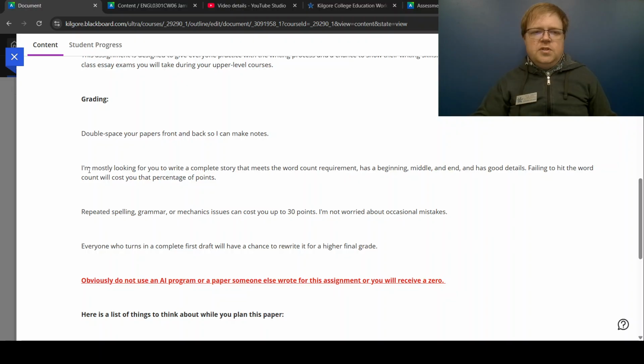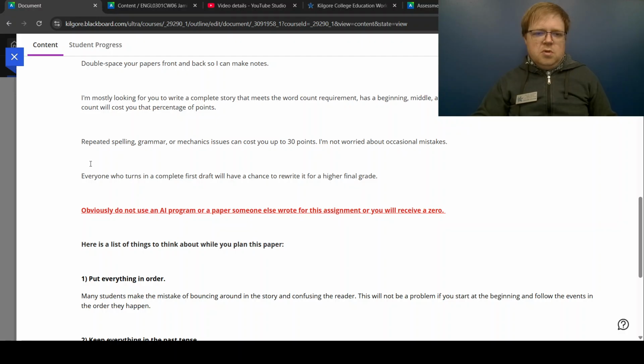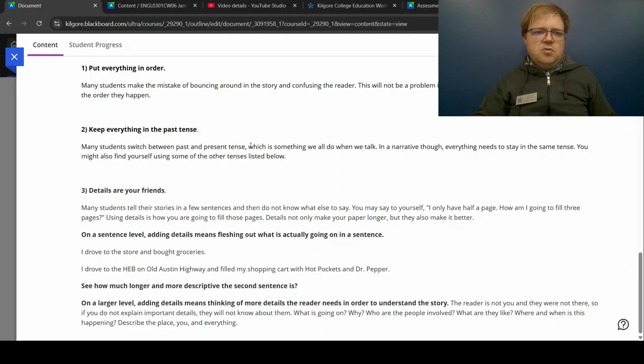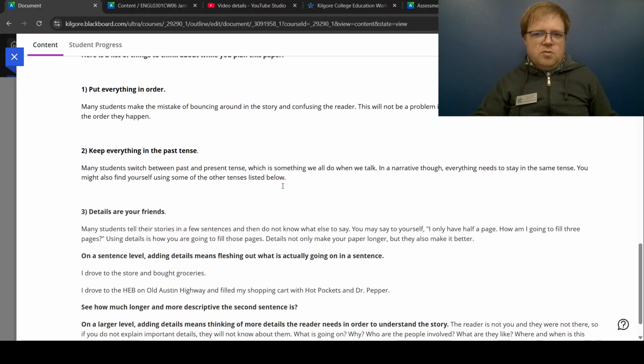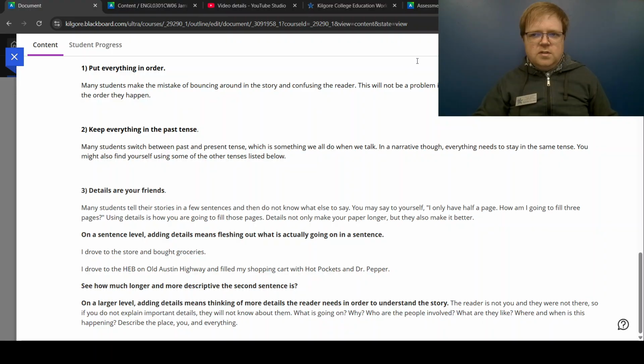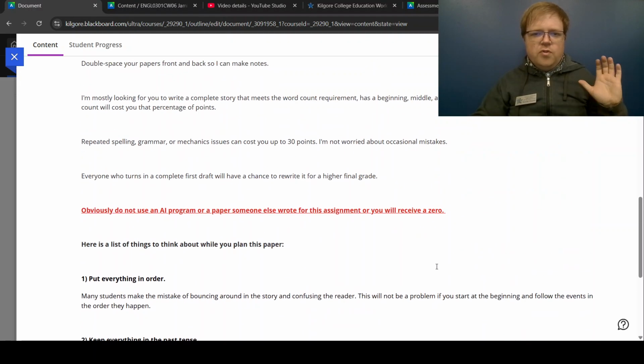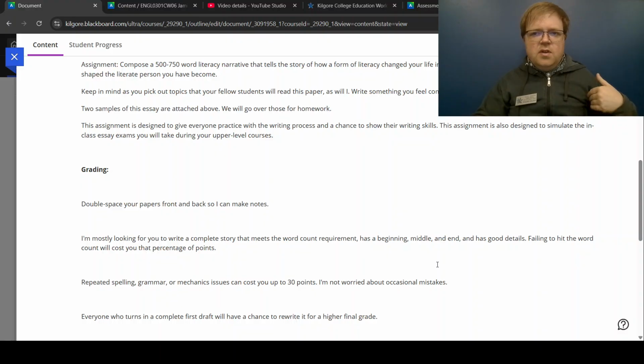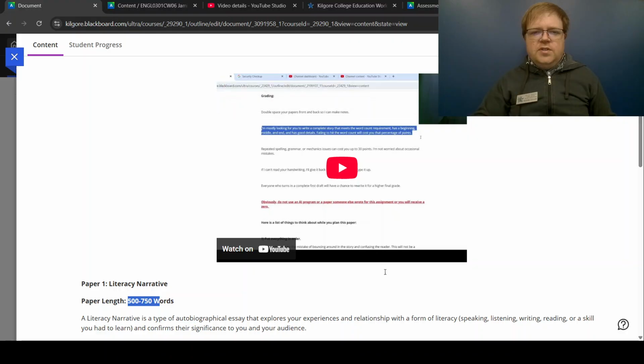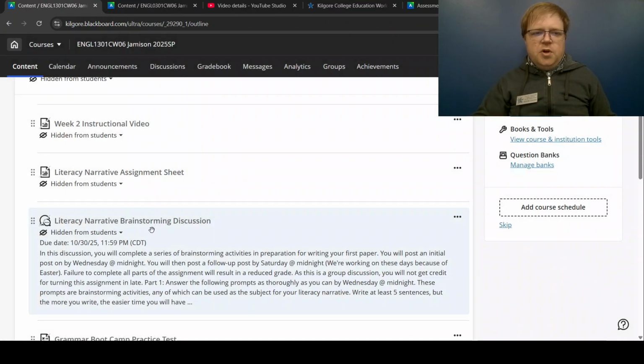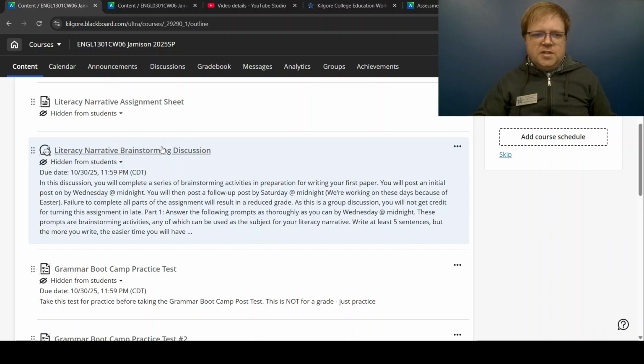Down here, you'll see some of the parameters. Make sure it's double spaced. Don't use any AI, obviously. If you turn in a completed draft, you'll have a chance to rewrite it. All of this will end up being due in week 3. So right now, you're just looking over this and preparing for the discussion that you'll have where you will brainstorm. So this is the assignment sheet. The next part here is the brainstorming discussion.